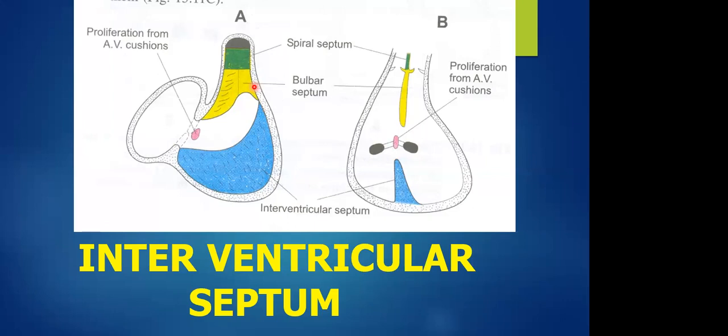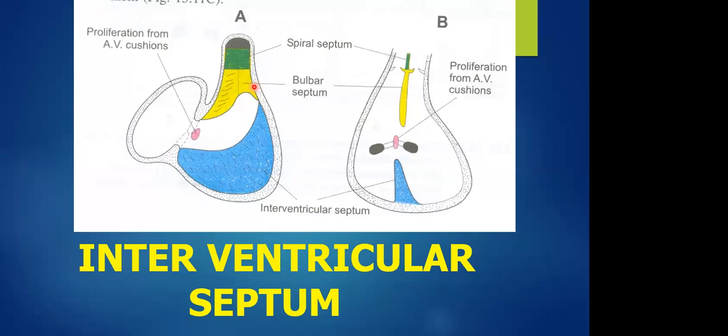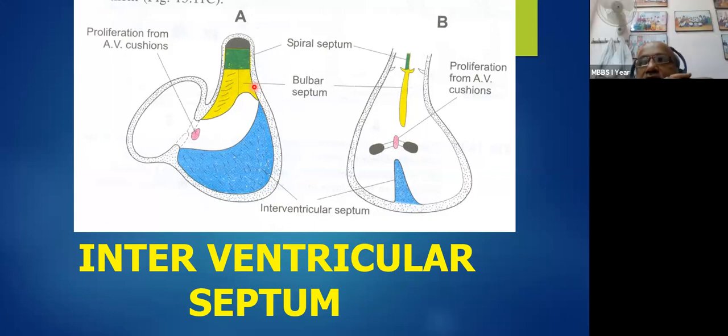Trabeculae carneae. Trabeculae carneae is the ventricular muscle fiber. Pectinate muscle fibers are muscle fibers of the atrium. Okay, so trabeculae carneae are there.